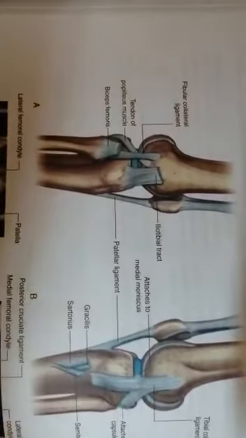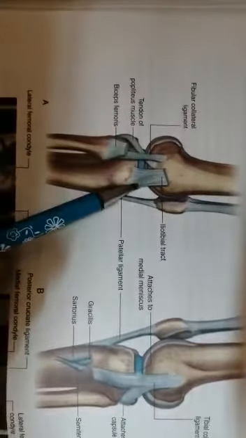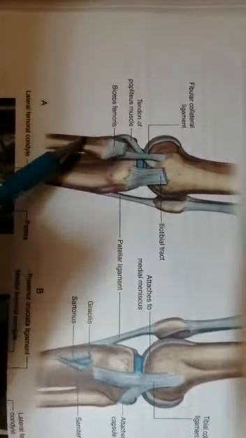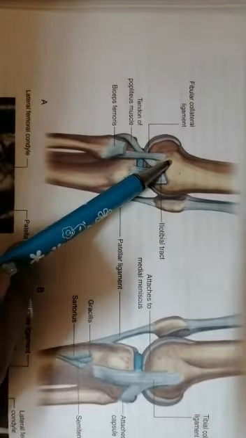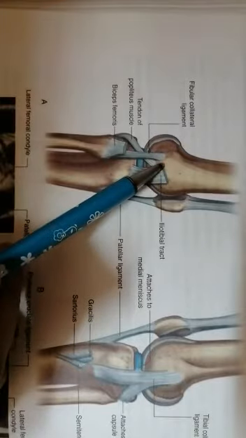Now in this diagram you can see the ligaments on the medial side and on the lateral side. Here on the lateral side there is the attachment of the fibular bone, and there is the formation of a fibular collateral ligament attaching on the lateral condyle of the femur.